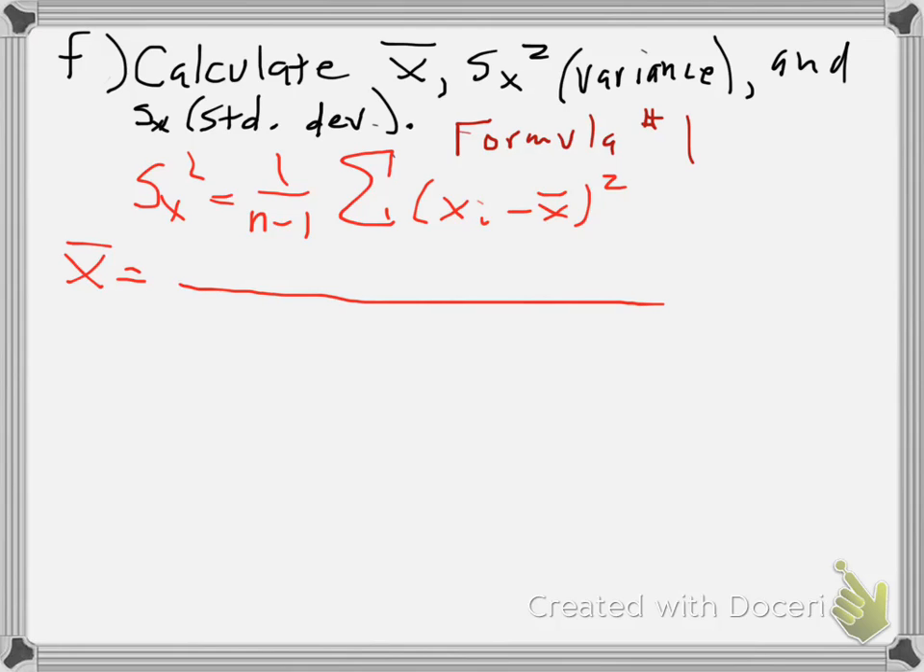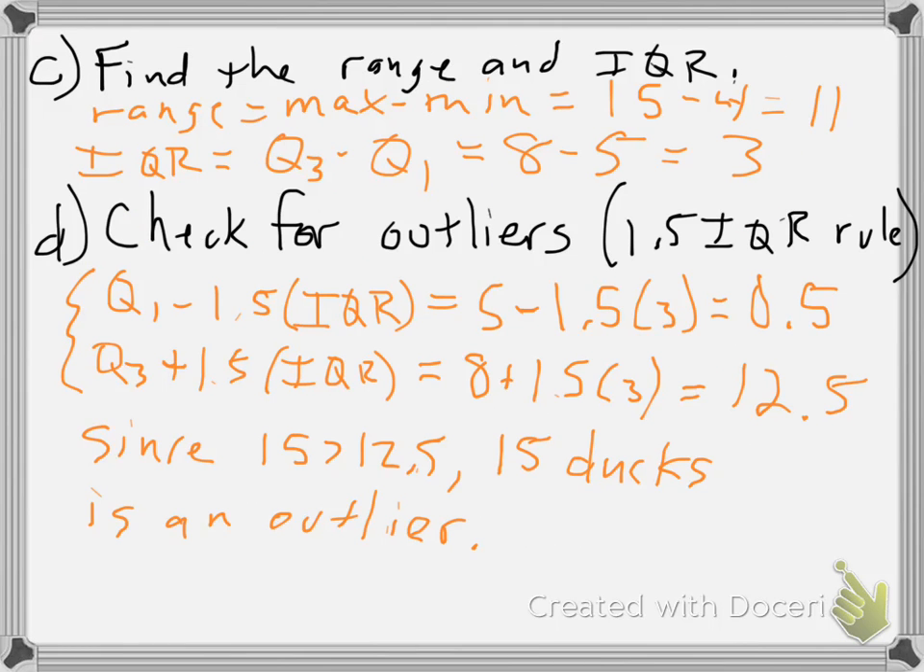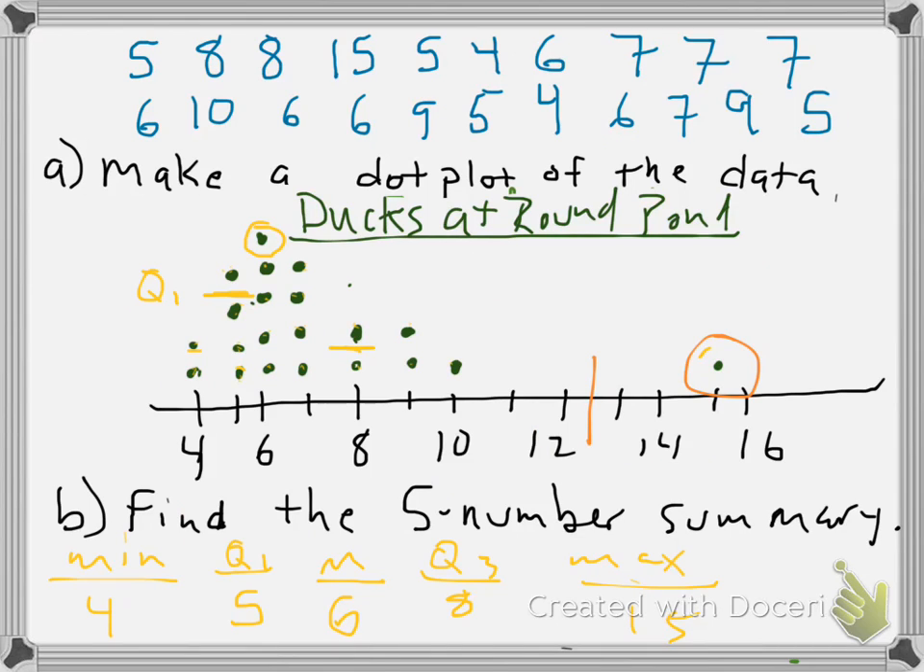Why? Because I know I had multiple repeats of numbers like 6 and 5, and it just gets really cumbersome to write 6 plus 6 plus 6 plus 6. You might have forgotten one, and then you have to go back and count and make sure you added enough 6s. It's better to use what I call the frequency approach to calculate the mean at something like this. And we have the dot plot here to help us.